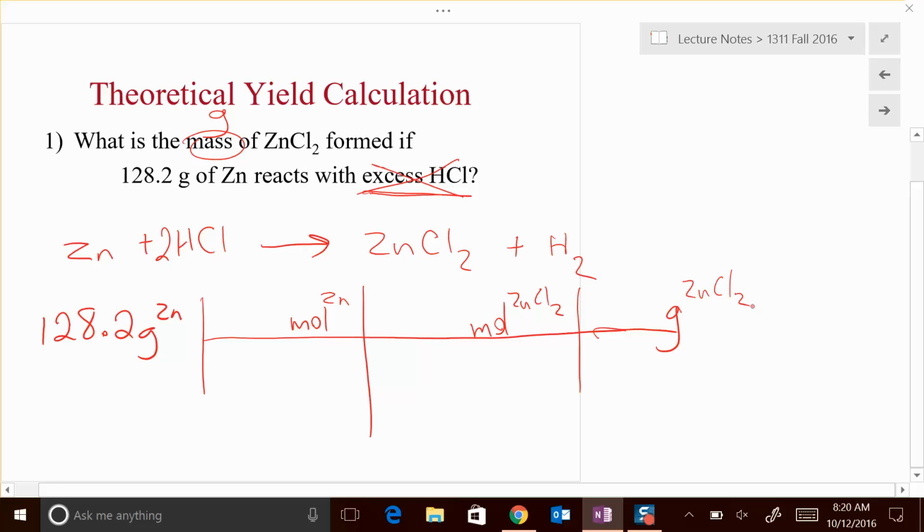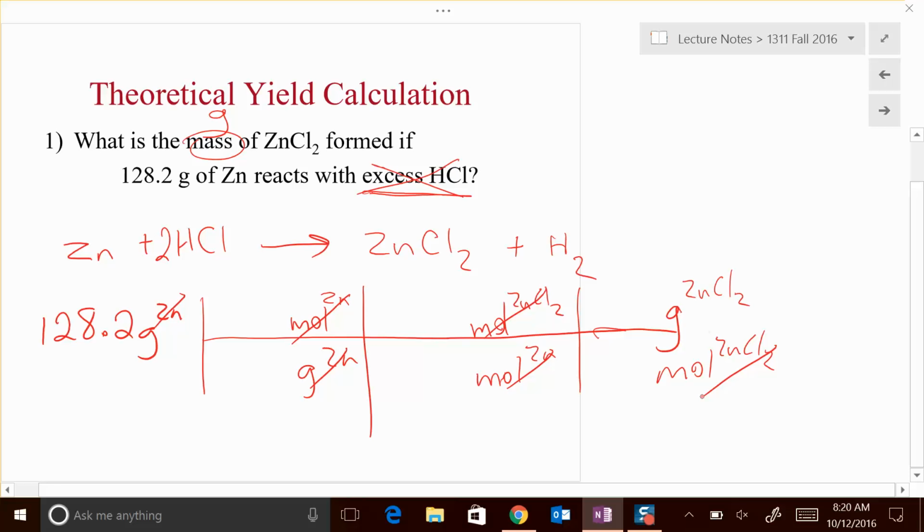Okay? Drop my units. Grams of zinc, moles of zinc, moles of zinc chloride. And now I have everything, all my units filled out. The dimensional analysis is finished. All my units cancel except for grams of zinc chloride.